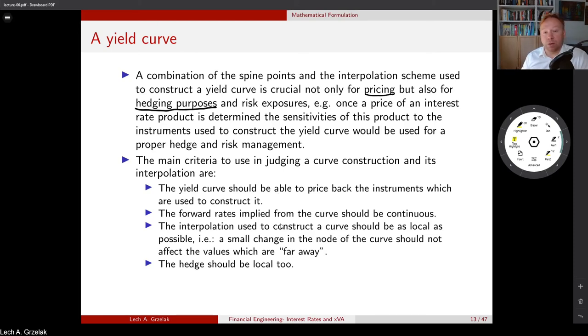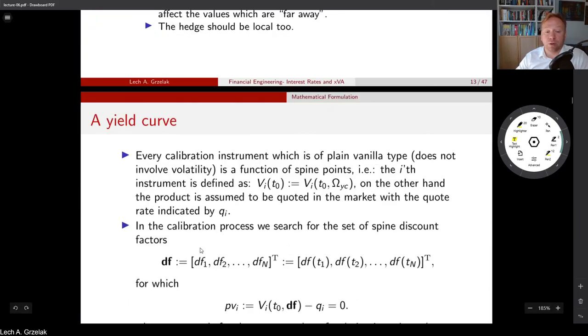This means that if you check the sensitivity of your product to, let's say, a 1 month cash instrument, then you should not see sensitivity, an impact, on the far end of the curve. The hedge should be local too. These are the sensitivities. So the interpolation should be local, both for the pricing and for the hedge. This also means we need a curve which is continuous, essentially differentiable, and we also have Greeks which are as local as possible. These are basically the main requirements for building a curve.